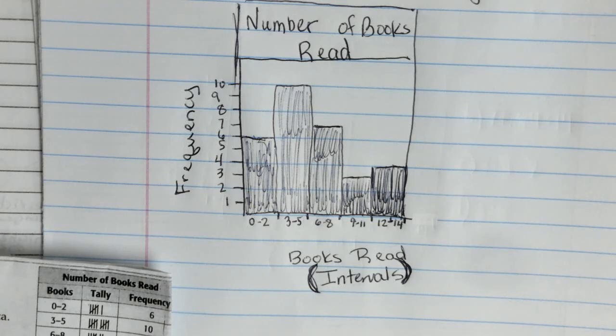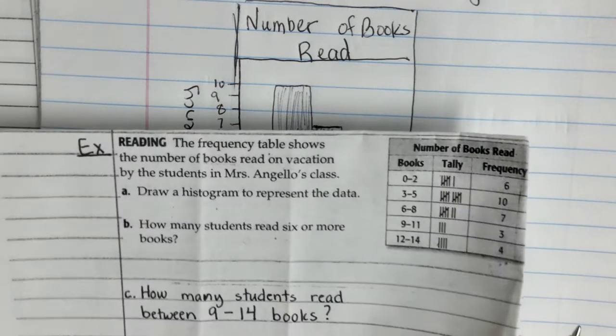We've now drawn a histogram to represent our data. Okay. Do what? Like a bar graph. To me, it looks like a bar graph. It's just got fat bars. That's all it is. The bars have to touch. They have to touch on a histogram. Okay, so letter A we did because it says draw a histogram.